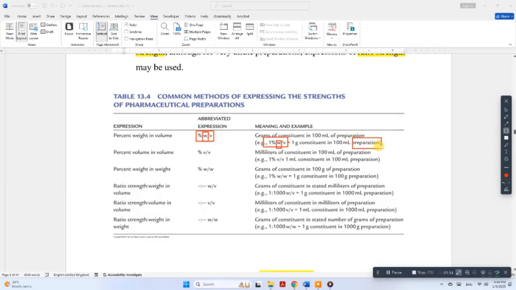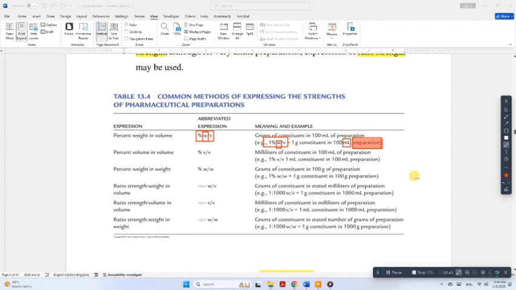In 100 volumes, what is this volume unit? It's ml. So, 2 grams in 100 milliliters of solution. What is this 100 milliliters? It's actually the vehicle or the solvent plus the material dissolved in the vehicle or the solvent. So, 2 grams are present in 100 milliliters of solution. This 100 ml is not only the vehicle but the vehicle with the solute, making 100 milliliters. This is the expression of the first one.